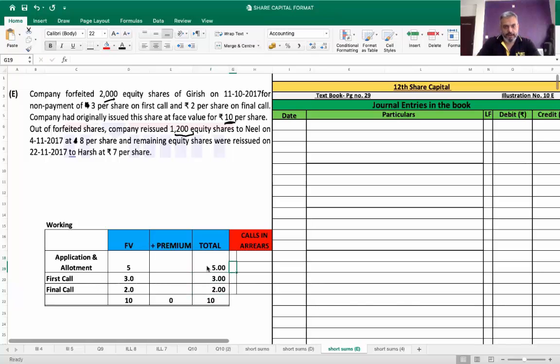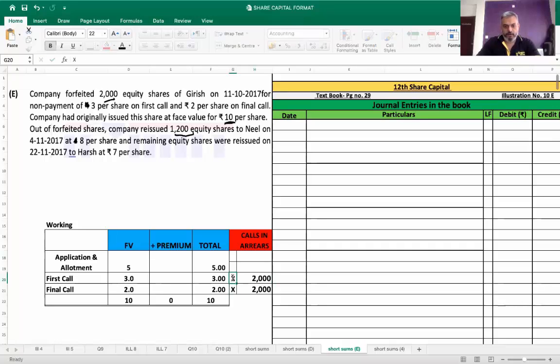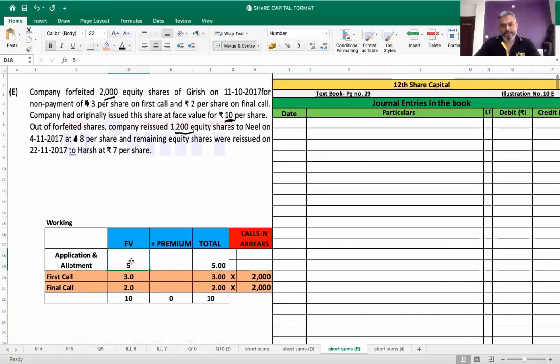Now calls in arrears: 2000 shares, he did not pay the first call, and on the same 2000 shares he did not pay the final call. So let's write cross over here, cross and cross. Make it red or a lighter shade for better visibility. Okay. So we did not receive the first call and the final call. We received only the application and allotment. There is no premium over here.